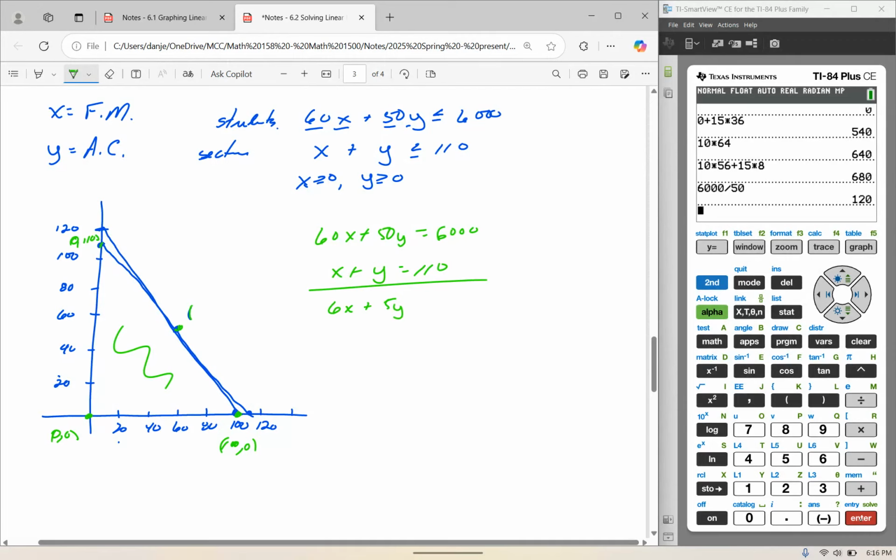6x plus 5y equals 600. And I would multiply the bottom equation by -5. So I have -5x minus 5y equals -550. So x equals 50. If x equals 50 and x plus y is 110, then y would be 60. So this would be the point 50, 60. So I have my 4 points.